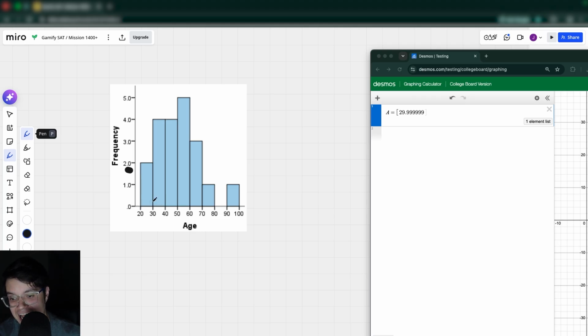So it cannot be exactly 30. 30 is reserved for this next bar over here. You just do all the ones before 30. Those are what would be included in that one there. So it could be 29.999. It could be 29 again. It just cannot be literally 30. Then it would not be counting for that. So that's what each of these are. It's just a range. So 30 to 40, 40 to 50, 50 to 60, that kind of stuff.